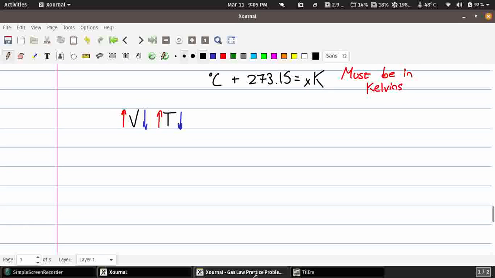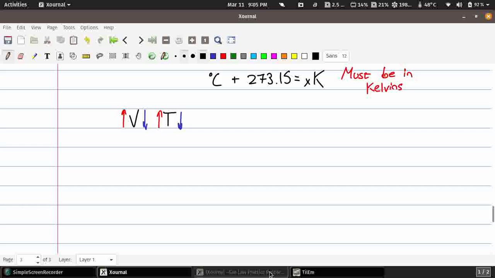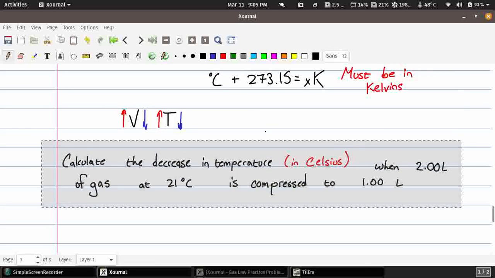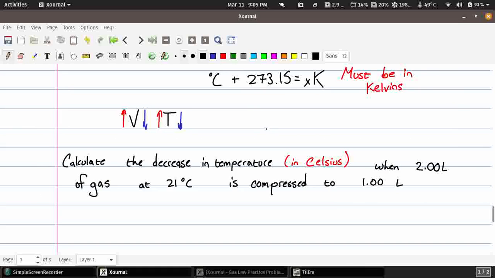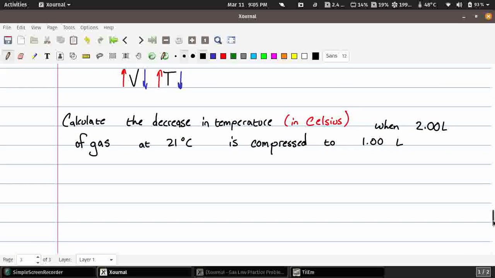I'm going to give you an example, and we're going to work on this, and then that'll be it for this one. None of these are too difficult to calculate. It's just basic math. So calculate the decrease in temperature in Celsius when 2 liters of gas at 21 degrees Celsius is compressed to 1 liter. So this is going to require some initial conversions.